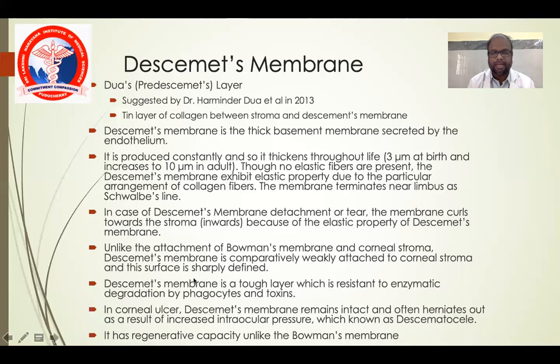So what happens in case of a corneal ulcer? Because of its toughness, while the entire cornea gets eaten away by the corneal ulcer, by the bacterial pathogens and the toxins, the Descemet's membrane, being tough, remains intact. Because the entire cornea is lost and only the Descemet's membrane and endothelial cells remain, they often herniate out as a result of the increased intraocular pressure. This herniation of the Descemet's membrane through a small hole in the cornea is called a descemetocele. So as I told you, unlike the Bowman's membrane, the Descemet's membrane definitely has a regenerative capacity.